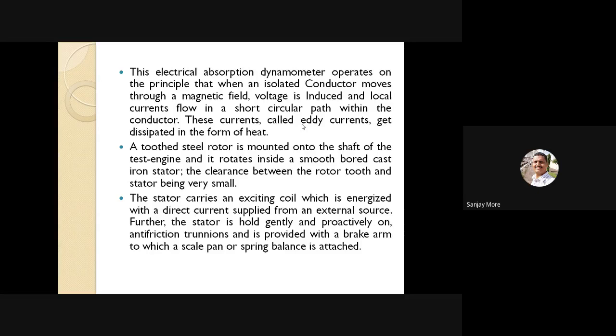Full stop. Further, the stator is held gently and pivotally on anti-friction trunnions and is provided with a brake arm to which a scale pan or spring balance is attached. Full stop and next line.